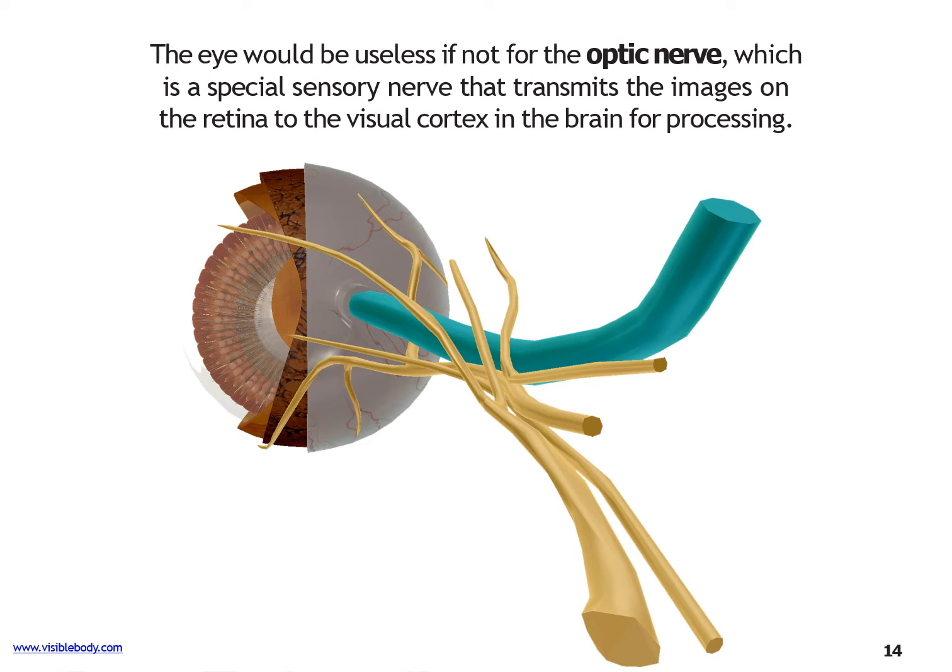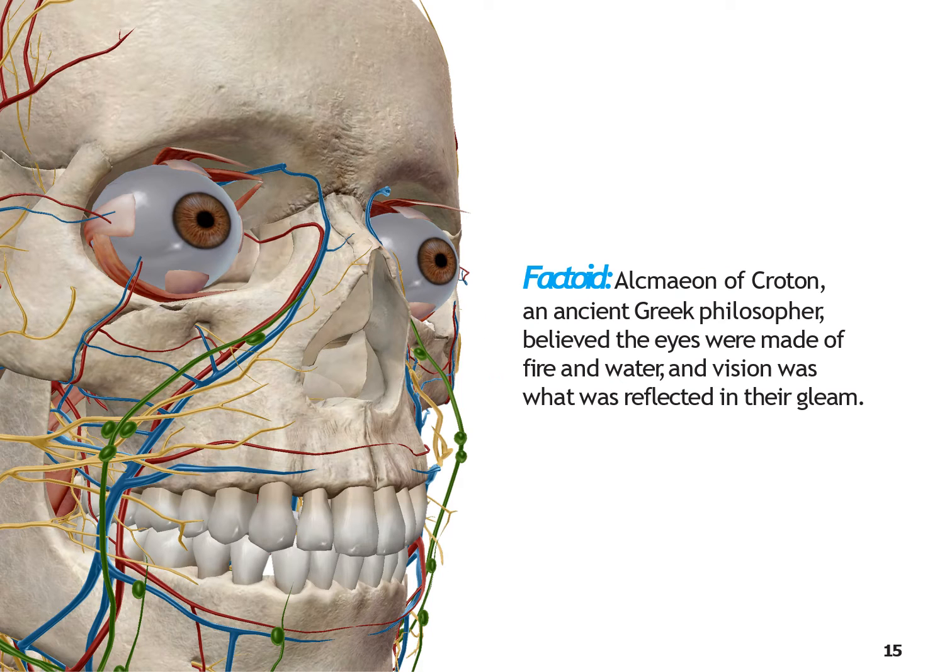The eye would be useless if not for the optic nerve, which is a special sensory nerve that transmits the image on the retina to the visual cortex in the brain for processing. And here's another interesting fact. Alcmaeon of Croton, an ancient Greek philosopher, believed the eyes were made of fire and water, and vision was what was reflected in their gleam.